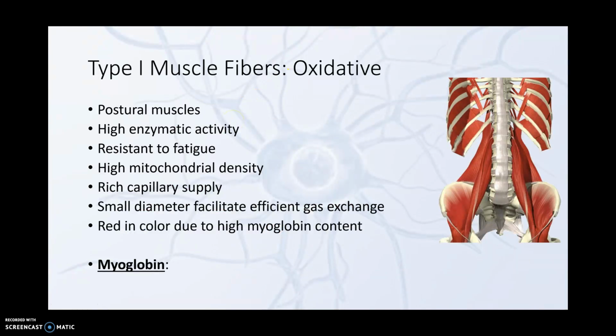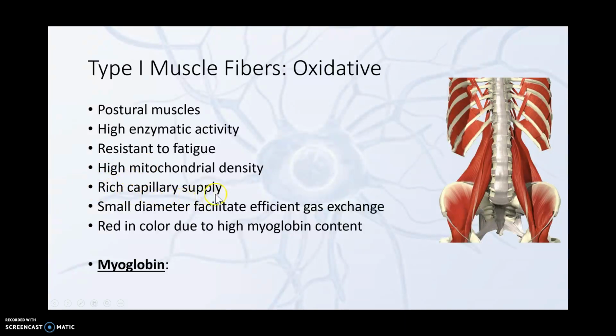Type 1 muscle fibers are considered oxidative muscle fibers. So they like to use oxidative metabolism, and we have plenty of time to produce ATP with these muscle fibers. Examples would be our postural muscles. They have high enzymatic activity, they are resistant to fatigue, and they have high mitochondrial density. Why is that important? Because the Krebs cycle and the electron transport chain both take place in the mitochondria. So the more mitochondria we have, the more potential we have to complete aerobic metabolism.